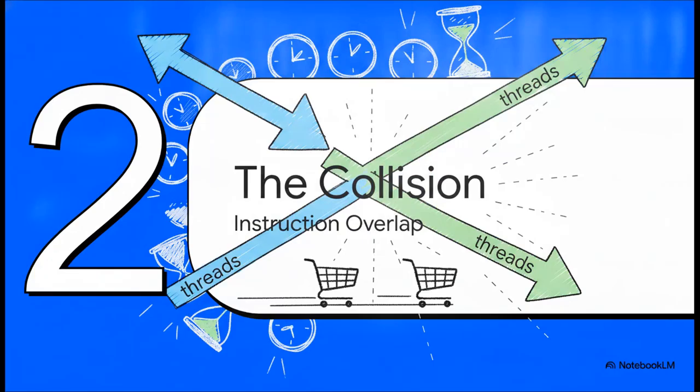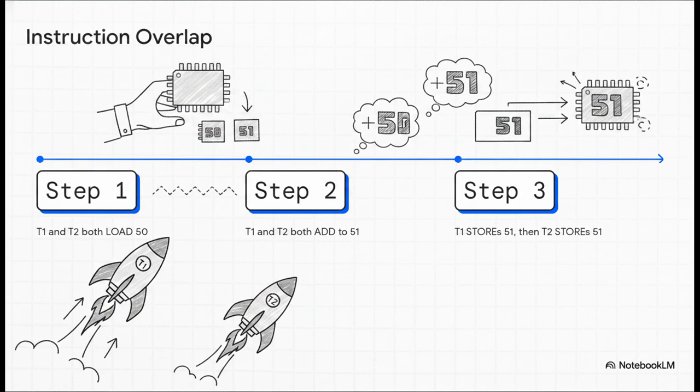Section 2. Visualizing the collision. This is what happens when assembly instructions overlap. Because these 3 distinct assembly steps take physical time to execute, a massive vulnerability opens up. When 2 threads are running concurrently, the operating system can dangerously interleave these micro-instructions. They overlap, literally just like our roommates heading to the store at slightly different times.